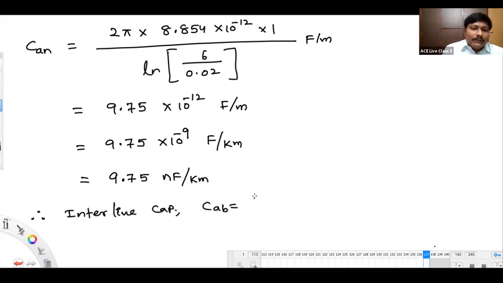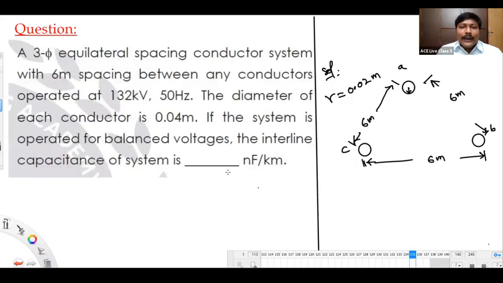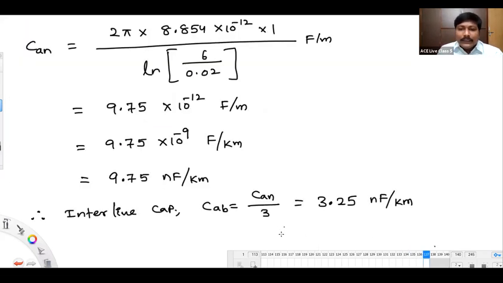Now, therefore, interline capacitance CAB will be equal to CAN by 3. What you get now? 3.25. It comes to be 3.25 nanofarad by kilometers. So the value we have to type in the blank is 3.25. You have to type 3.25 nanofarad by kilometers in the blank.